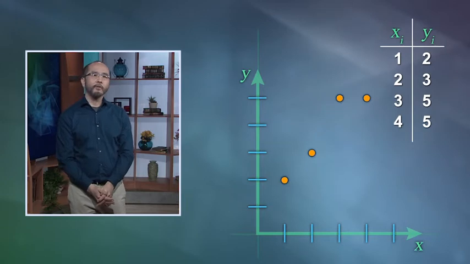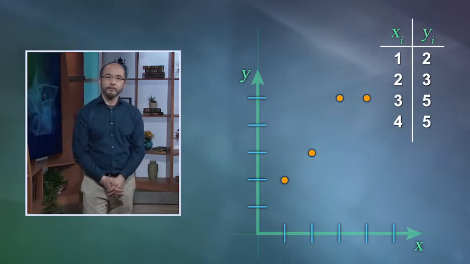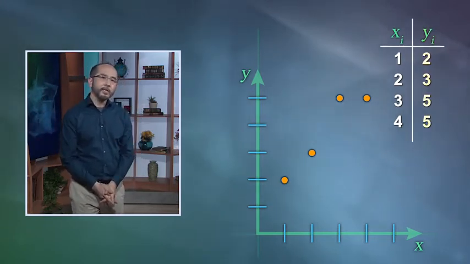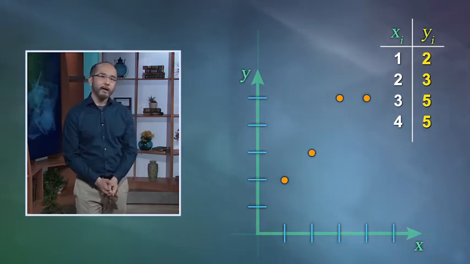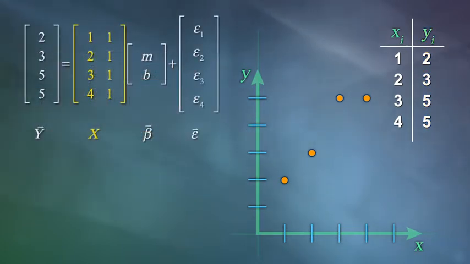Let's see what that means for us in our example of 4 points. Recall that the data table looked like this. In this case, the observation vector y is the vector 2, 3, 5, 5. The design matrix X is the 4x2 matrix with columns 1, 2, 3, 4, and 1, 1, 1, 1. We're searching for the parameter vector beta with entries m, b that minimizes the length of the residual vector epsilon.